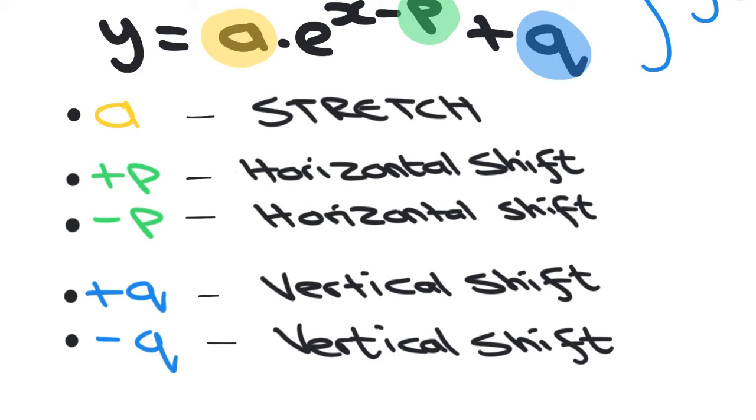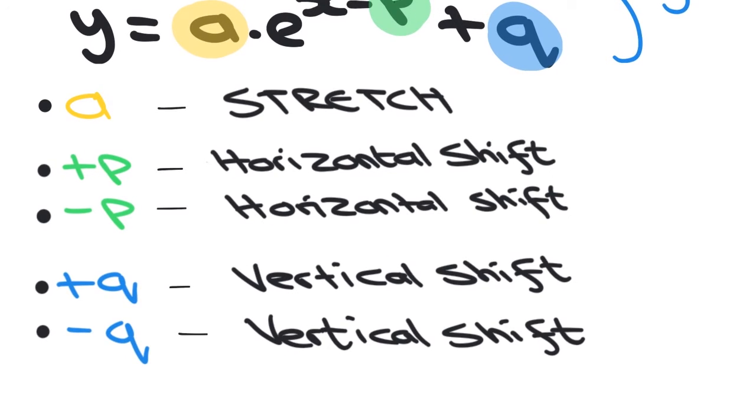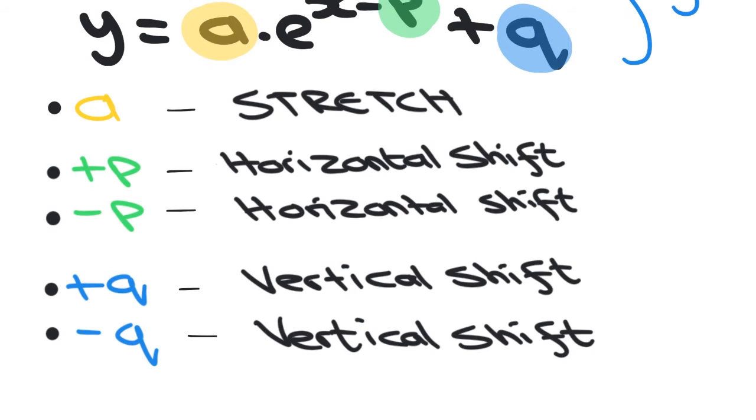What do these represent? Now the a tells us about the stretch from the parent function e to the power of x. The p gives us a horizontal shift. Now if it's positive p, we have a horizontal shift to the left. Now you might actually think since it's positive, it must go to the right, so it's actually the opposite direction, and then negative p, it's a horizontal shift to the right.